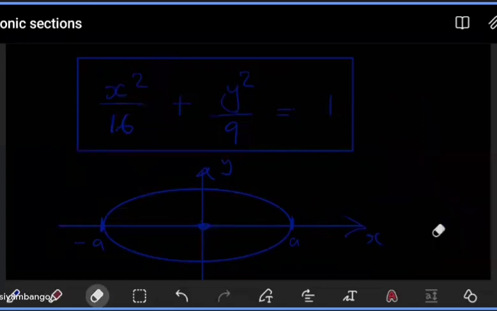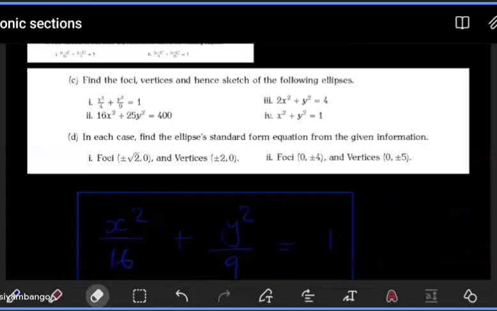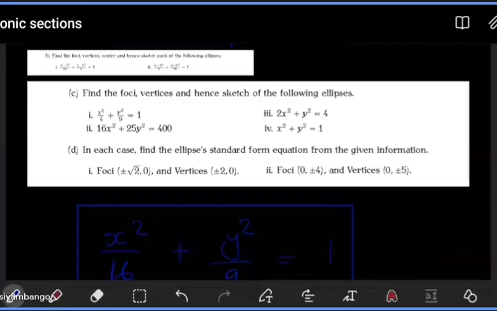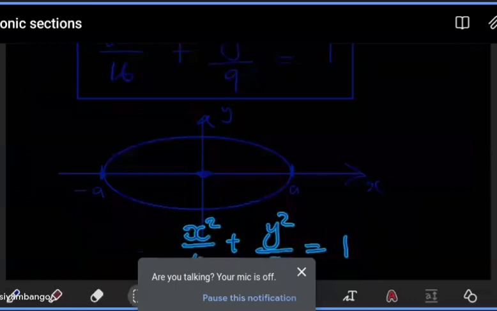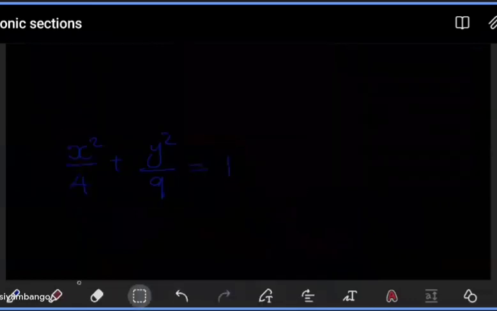So let's look at a few examples to just understand how this goes. I have a few examples here, let's see how we approach them. Consider the first one, where we have x squared over 4 plus y squared over 9 is equal to 1. In this case, we want to find the foci, the vertices, and hence sketch the ellipse. For simplicity, I always start with a sketch so that we can easily pick where the vertices are and everything else. So how do you do it?